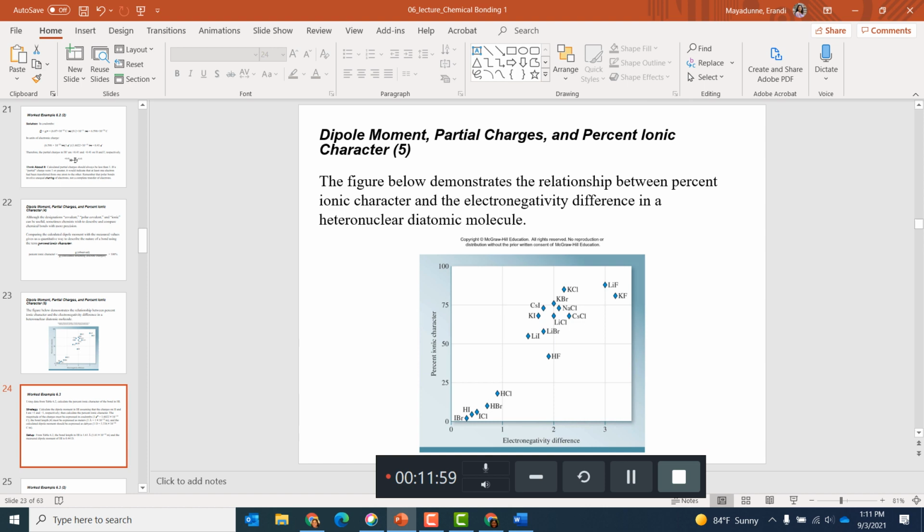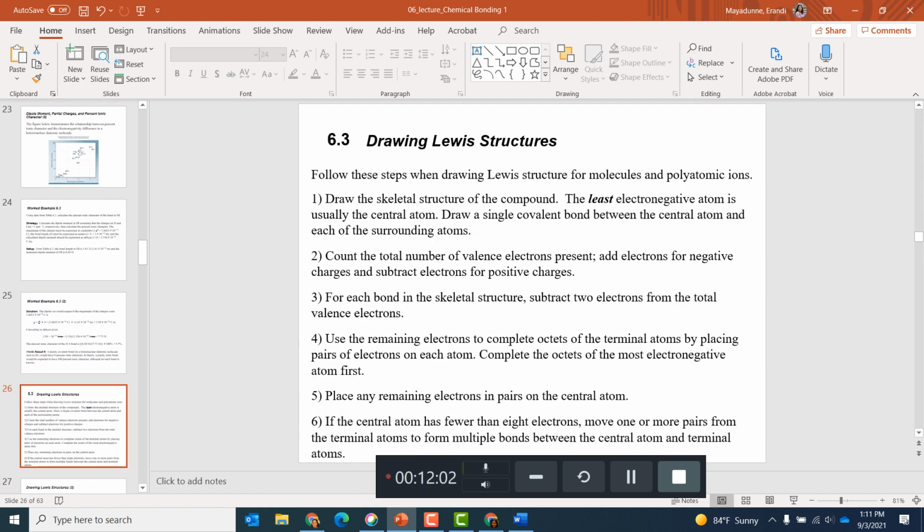And then I'm going to drawing Lewis structures. Drawing Lewis structures is very important to know, because you use it in future chapters and if you do Gen Chem 2, and it's very useful. When you draw Lewis structures, there are some rules you need to follow. The very first rule, as the textbook says, is that the least electronegative atom is the central atom.